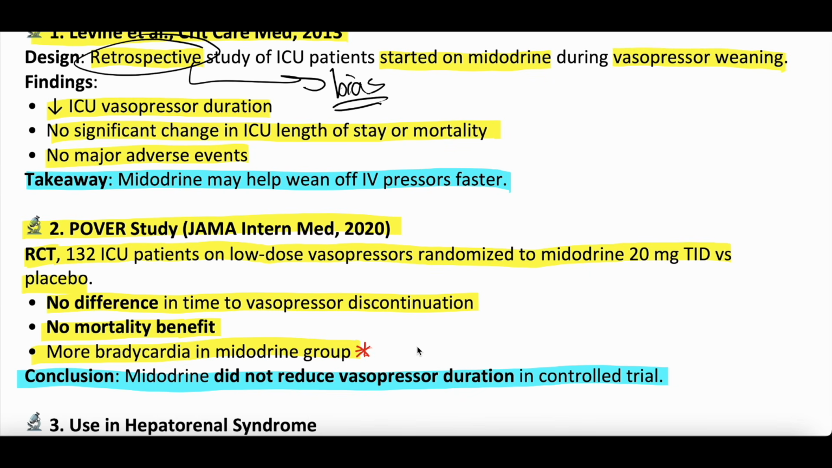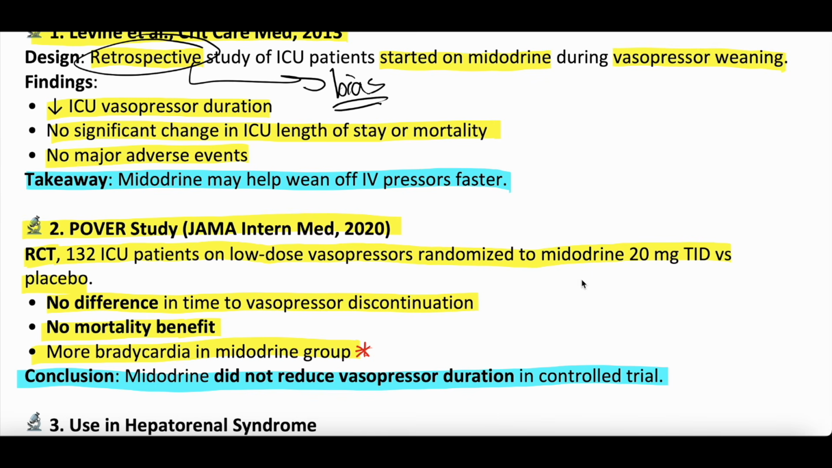Anytime you see more side effect in a test population, that's almost a good sign to some degree, because you know that this drug causes bradycardia. So you would expect to see bradycardia, and if everything else is balanced equal, the fact that the Midodrine group had more bradycardia is actually suggestive that things were well controlled in this trial, because you're seeing the expected side effect in the trial group.